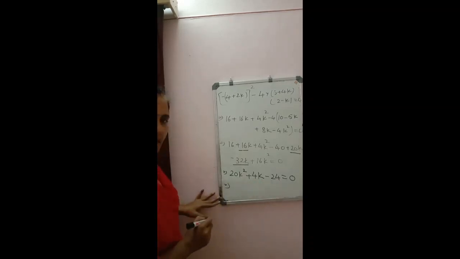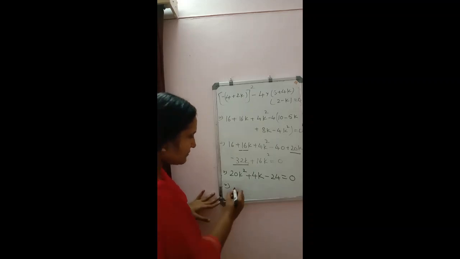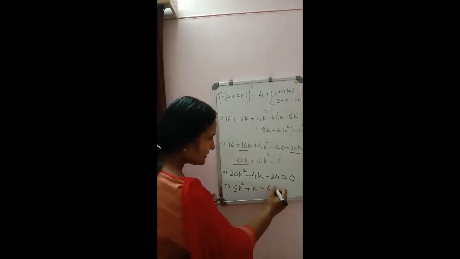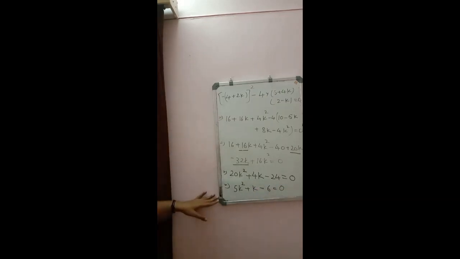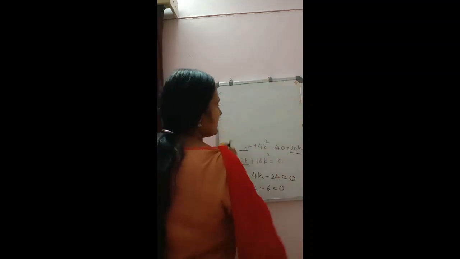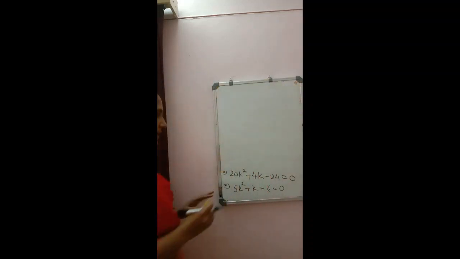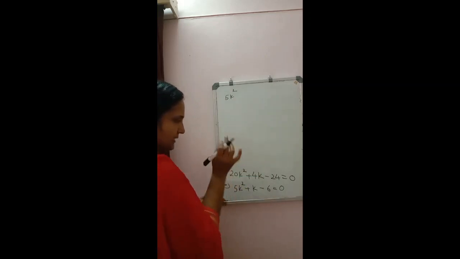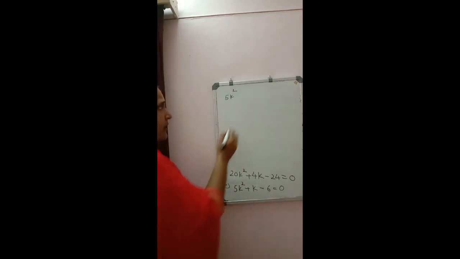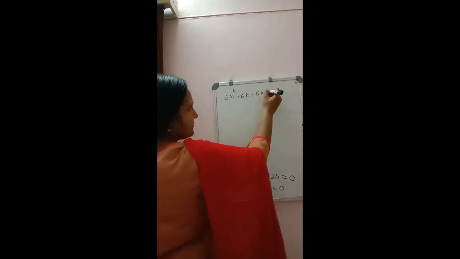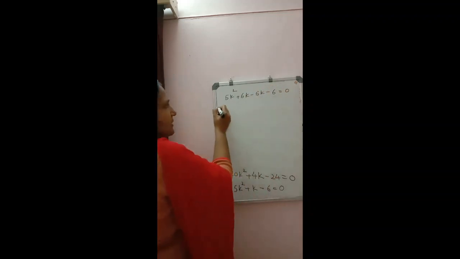Again all the expressions are divisible by 4, so we can cancel it by 4. 5k square plus k minus 6 is equal to 0. So again, to find out the value of k, either you can use factorization method or quadratic formula. So I am going to use factorization method. 5k square, product should be equal to minus 30 and sum should be equal to plus 1. So that number will be equal to 6k minus 5k. Minus 6 is equal to 0.